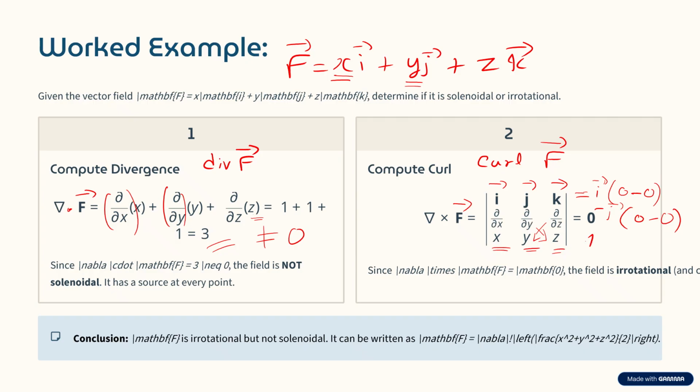Then next, plus k vector into the cross multiplication. Partially differentiate y with respect to x, you get 0, minus partially differentiate x with respect to y, you get 0. So altogether 0 i vector plus 0 j vector plus 0 k vector. So altogether this is equal to the 0 vector. So the curl of f vector is a 0 vector, and we can conclude that the vector is irrotational.